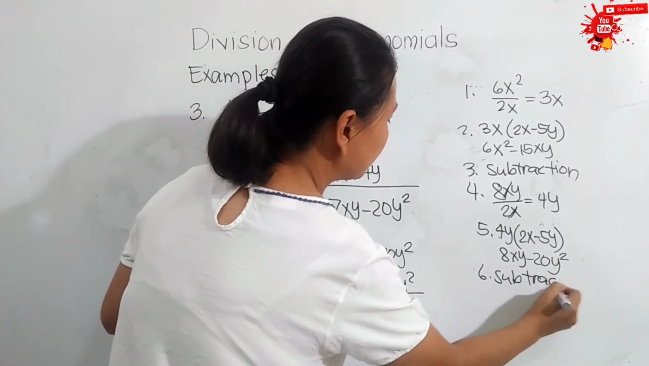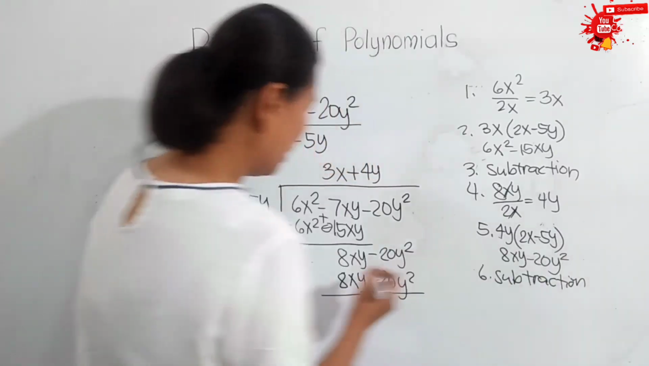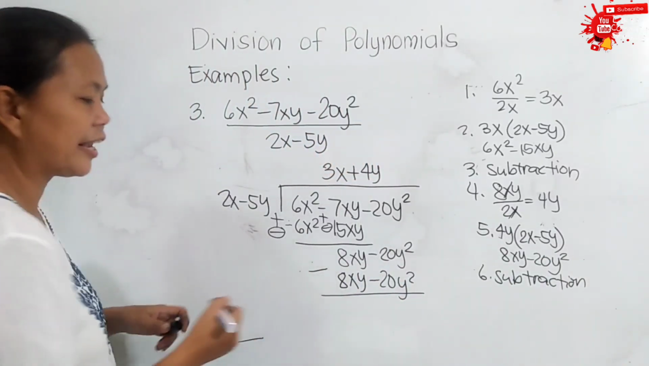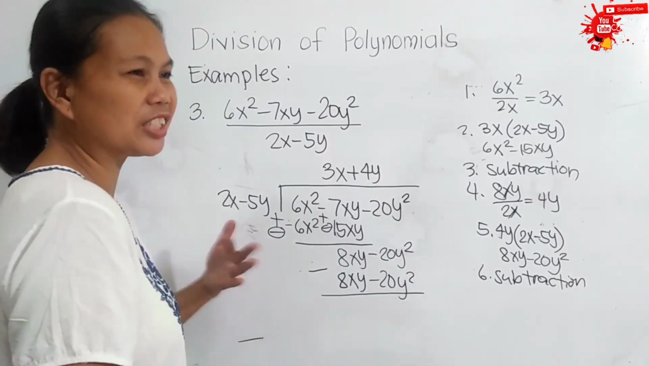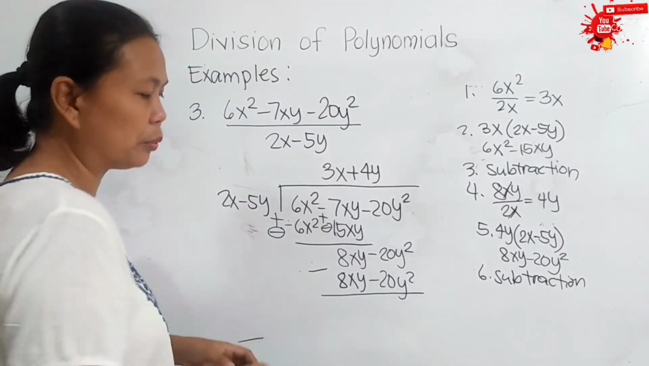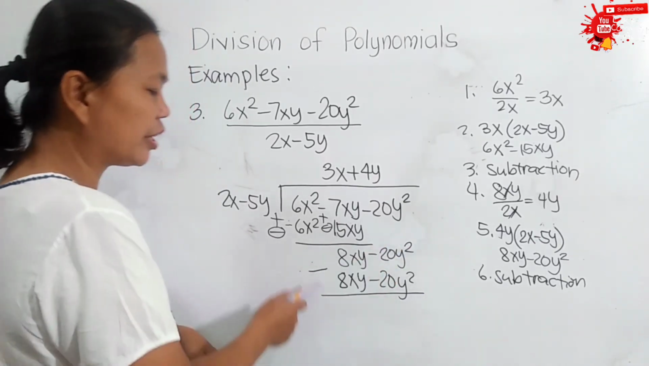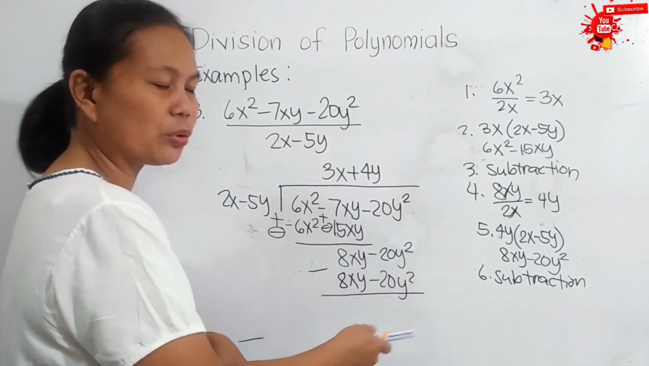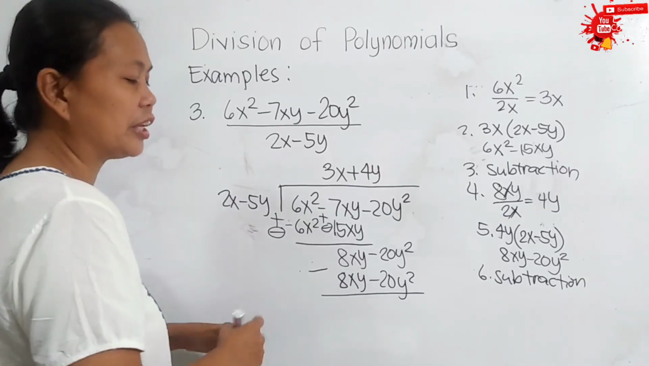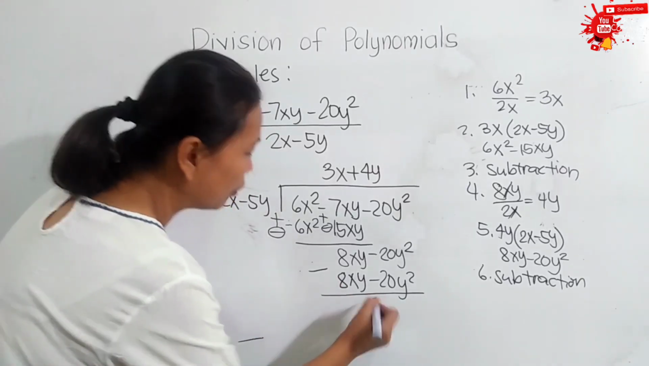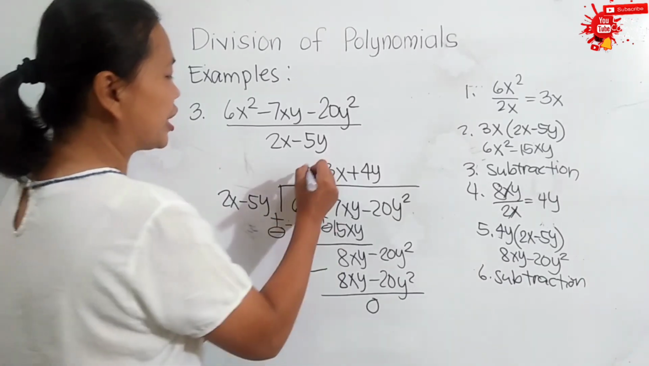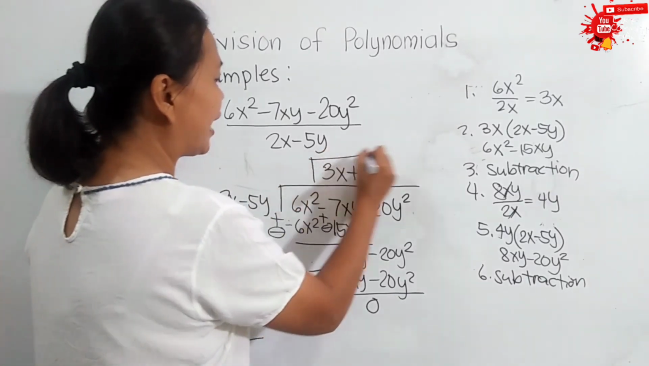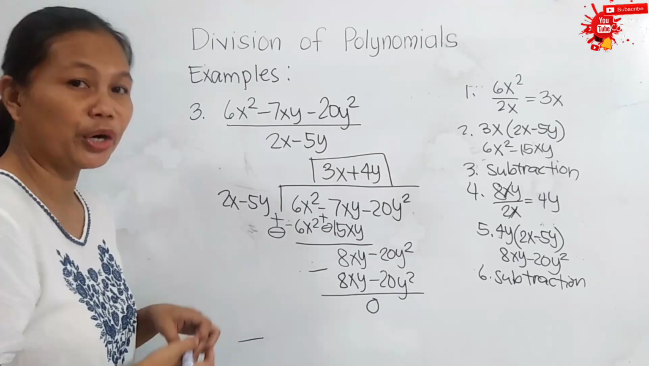So we have here 8xy minus 8xy. Obviously, kapag isang number ay sinubtract mo sa sarili niya, ang sagot ay 0. Then, negative 20y squared minus negative 20y squared, okay, ganun din. So, it is equal to 0. So, therefore, the remainder is 0, and our quotient is exact, which is 3x plus 4y.